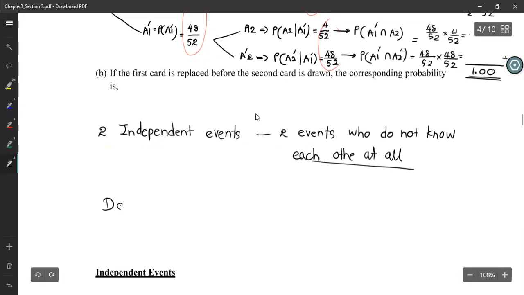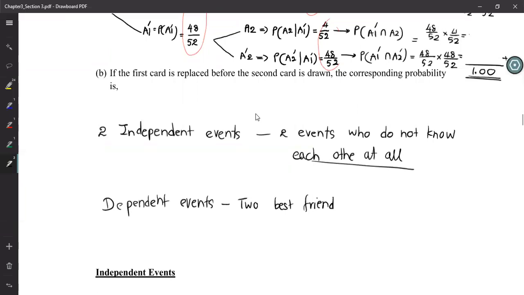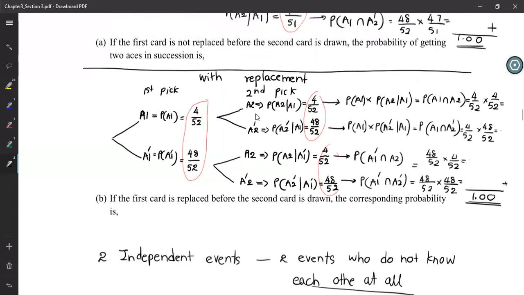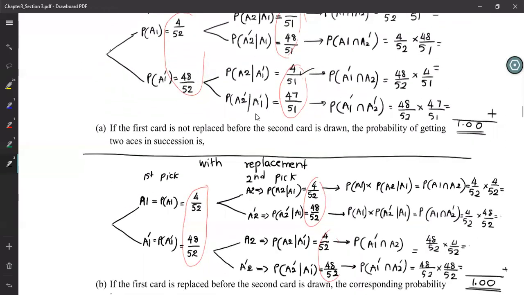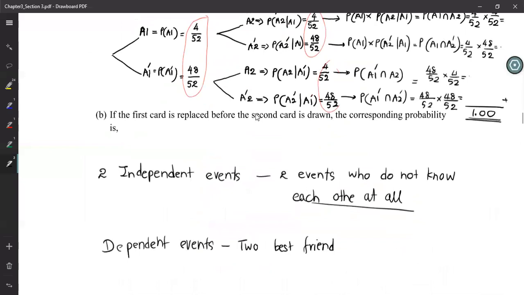So these dependent events are like two best friends. One says, okay, let's cut the class today. The other one also says, oh yes, right? So they are dependent. So whatever happens to one friend, it will affect the other friend, right? So those are dependent events. Now, if you look at with and without replacement, which case is the independent and which case is the dependent? What do you say?